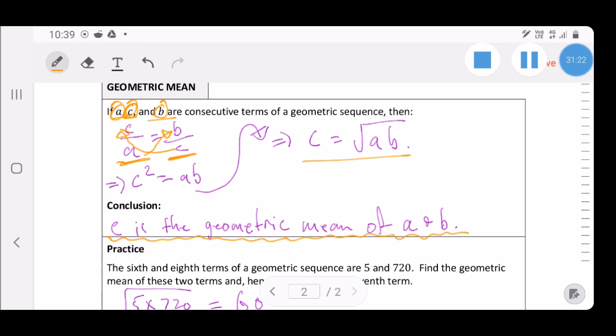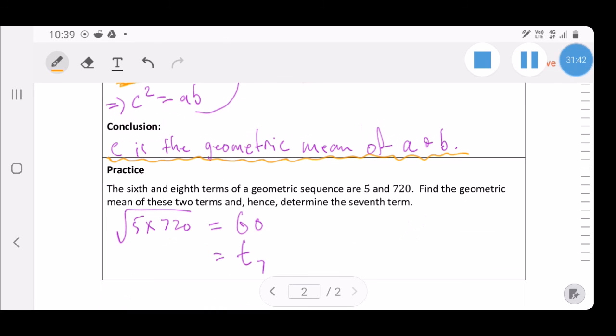So if you know that you have, let's say, T5 and T7 of a geometric sequence, then T6 will equal the square root of the product of those two. Nice little result there. And just to tie things off with a practice problem along those lines, the 6th and 8th terms of a geometric sequence are 5 and 720. So 5 is the 6th term, 720 is the 8th term. So find the geometric mean of these two and hence determine the 7th term.